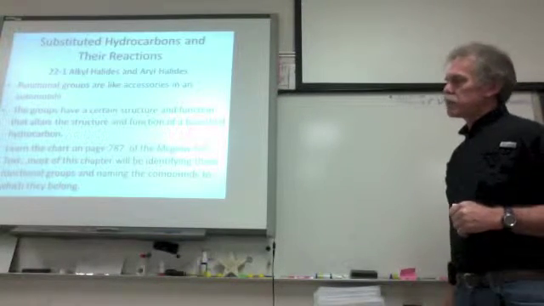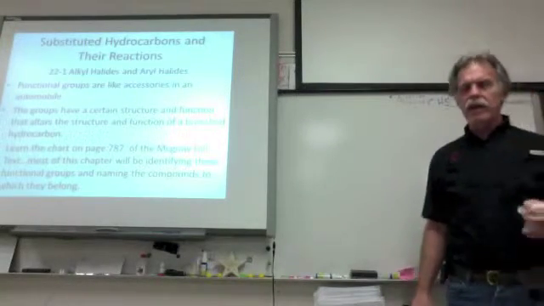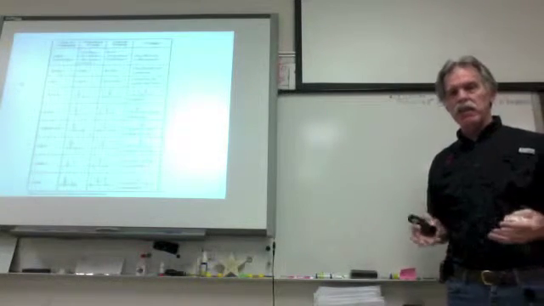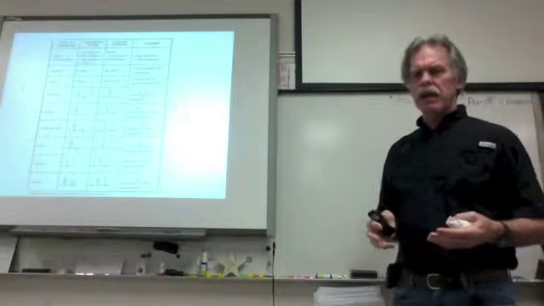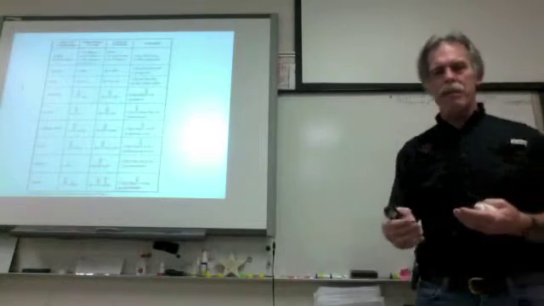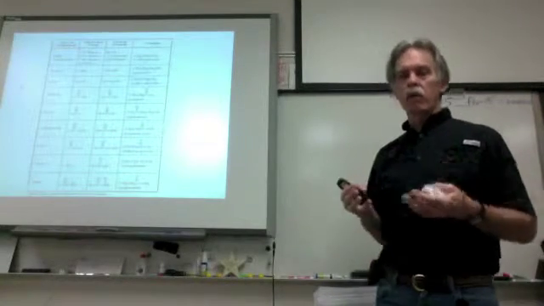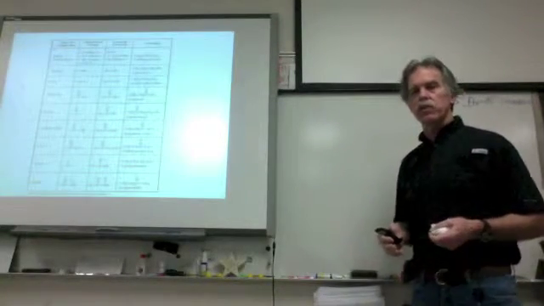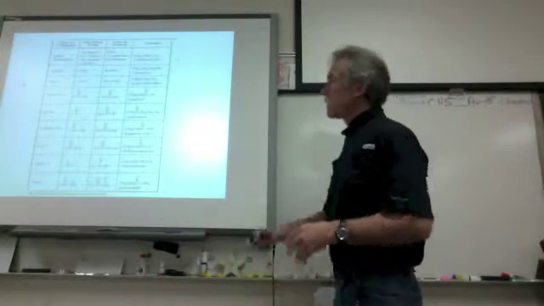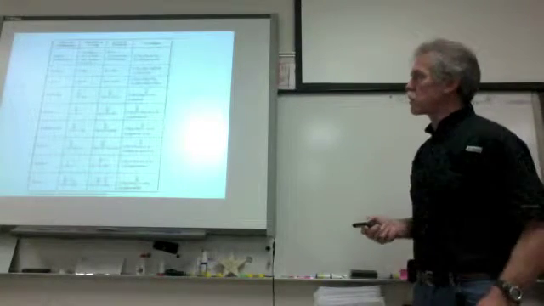The chart on page 787, that would be well worth your while to make a copy of that. I have copies available in the classroom. Use that as your main study guide for this chapter. I would say anywhere from 60 to 70% of the questions could be tracked directly back to looking at this chart and learning the types of groups and the way we name them. Make sure you know what each functional group is and then what the compounds are called that have those functional groups. So this is a picture of that chart. Chart, like I said, is available in the classroom. There's also one in your book.